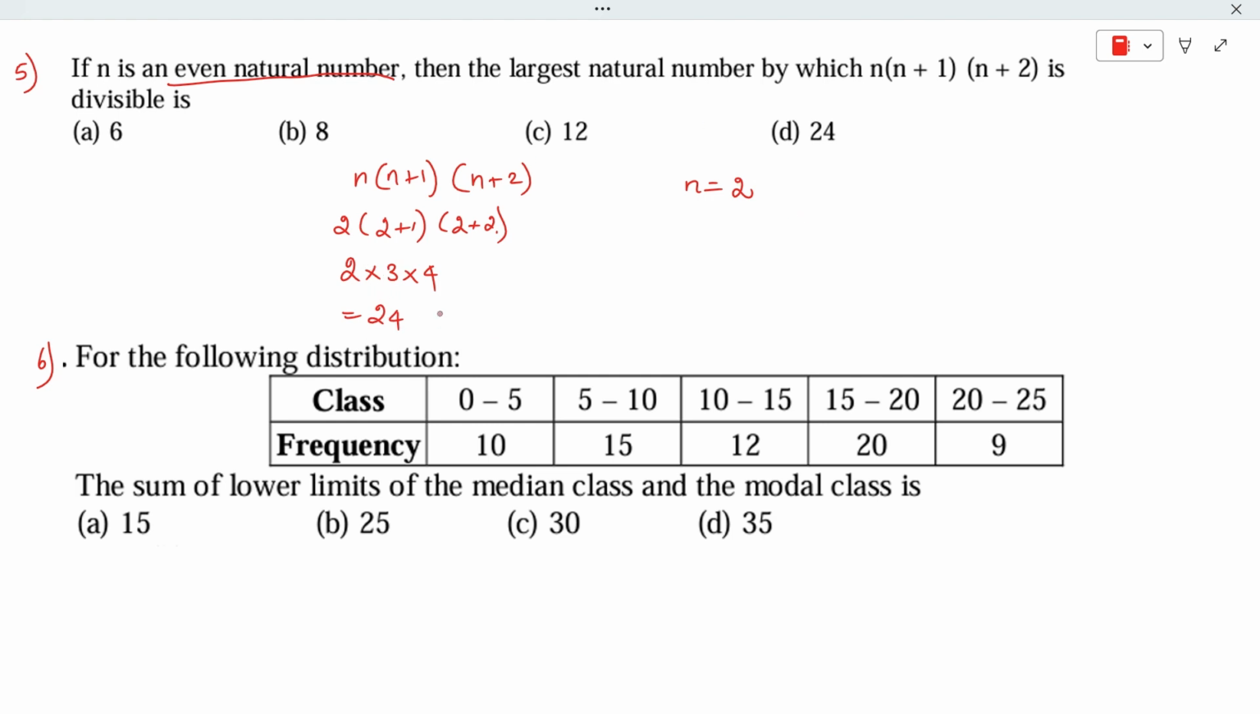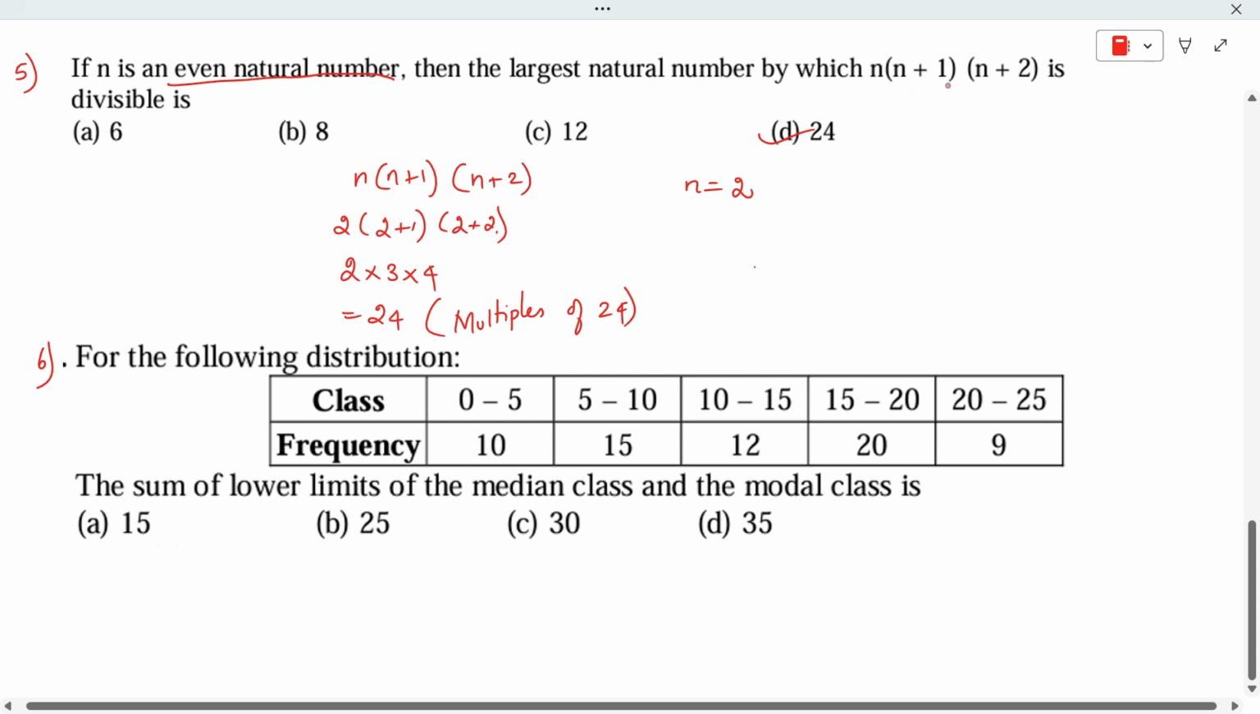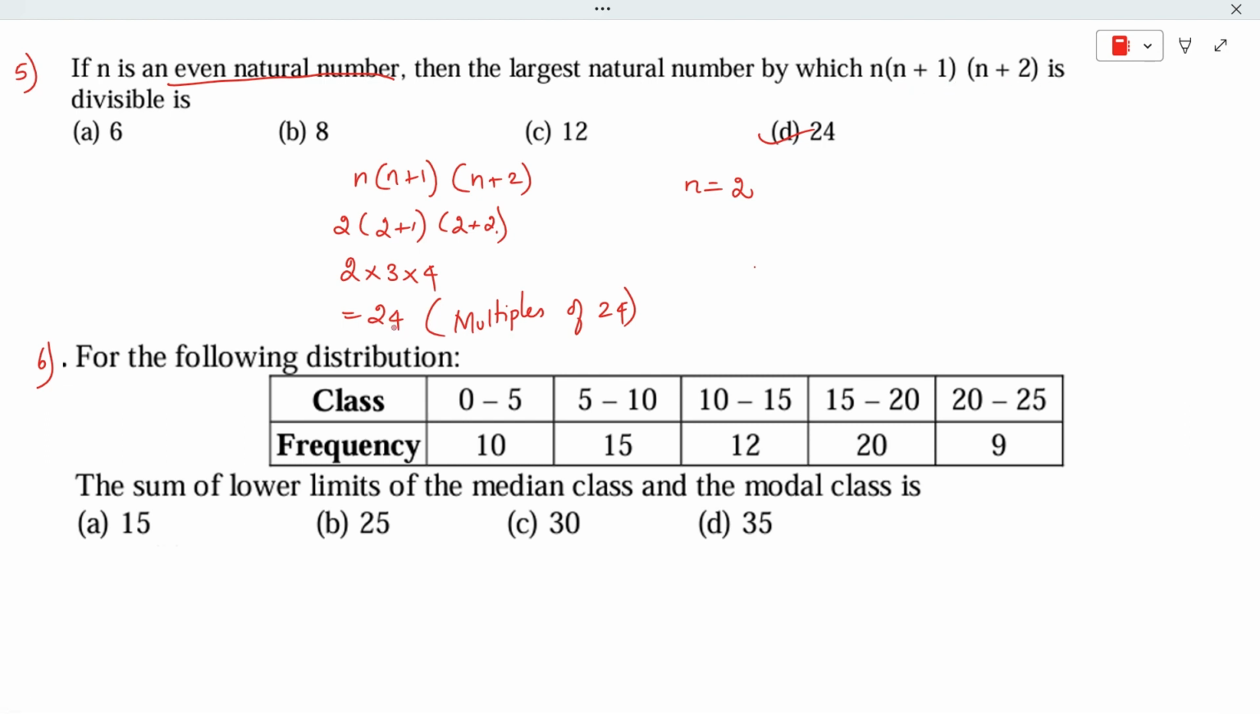For the next even number, I will get a number which is a multiple of 24. So the option is D. So for any even natural number, n into n plus 1, n plus 2 is divisible by 24. So come to question number 6.